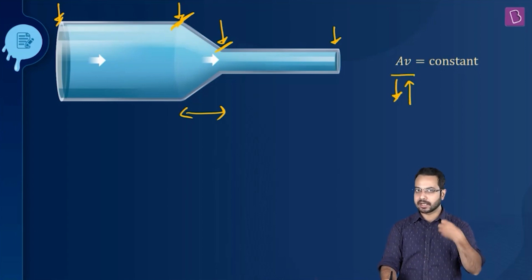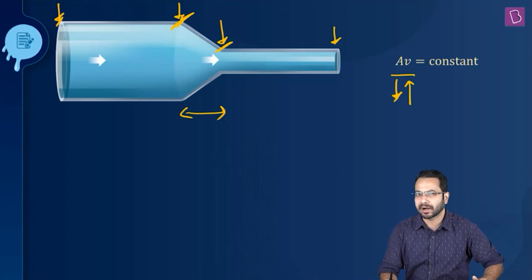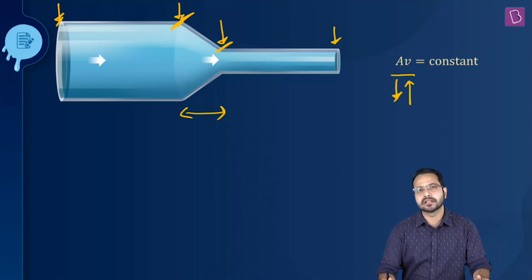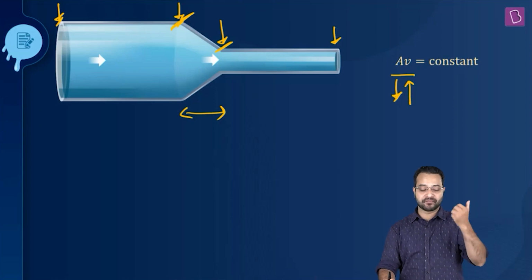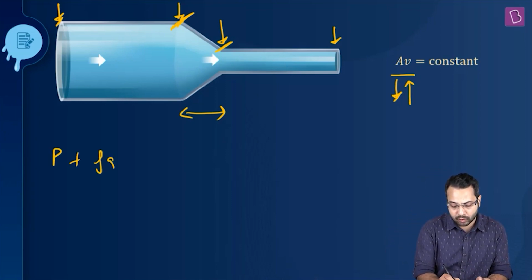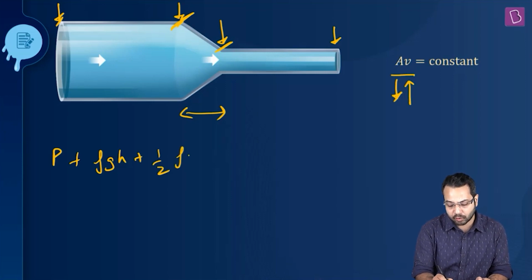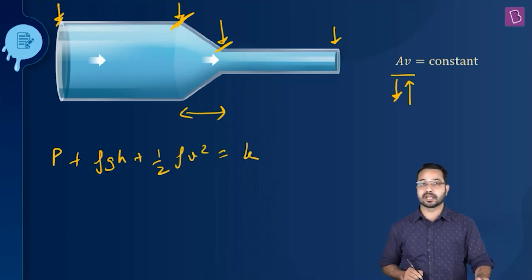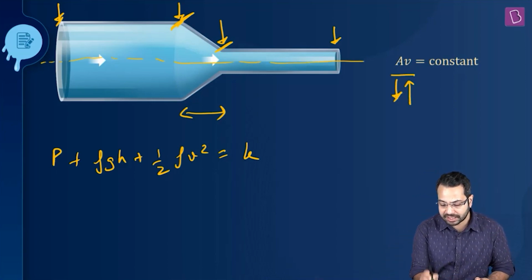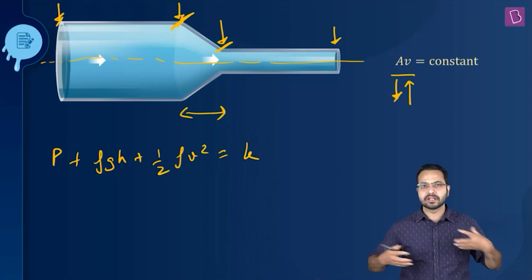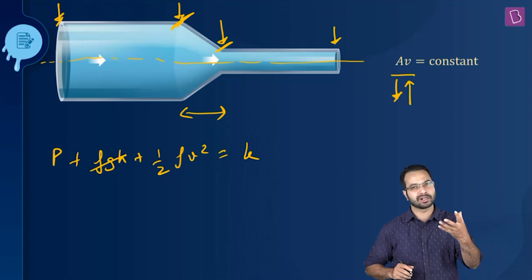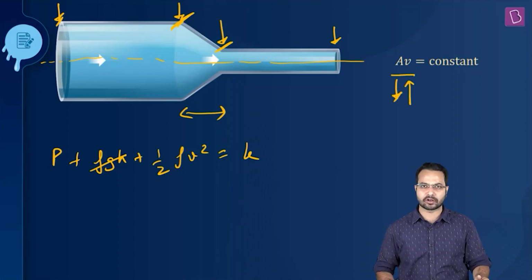Okay, so area decreasing, velocity of fluid increasing, but it still does not give me the relationship with pressure. So to find this relationship, what should we use? Obviously, we should use the Bernoulli's equation, and that is P plus rho gh plus half rho v square is equal to constant. Now if we look here, we are talking about the same horizontal level. It's a horizontal setup. So the height from the reference level is going to be the same. So rho gh is going to be constant, and it is not going to have any effect on pressure.